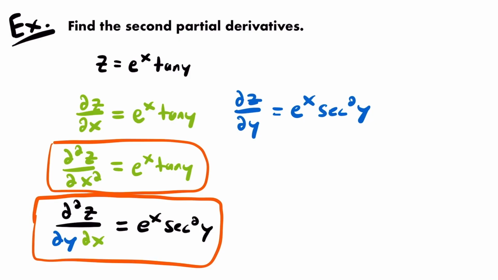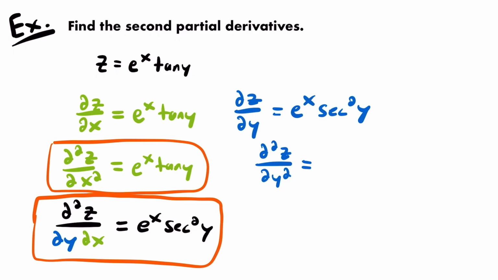Okay, now moving on to dz dy, we need to take a partial derivative with respect to x and with respect to y of that function to get the other two second partial derivatives. So let's start by taking another partial derivative with respect to y. So that would be d squared z divided by dy squared. So if we take the derivative of e to the power of x times secant squared y with respect to y, we only have to take the derivative of secant squared y, right? E to the power of x would just be a constant because we're treating x as a constant.